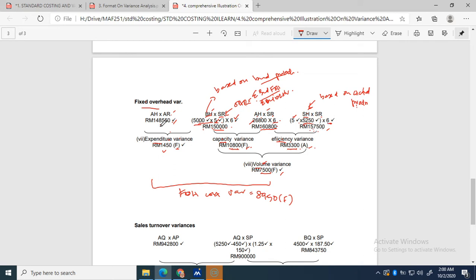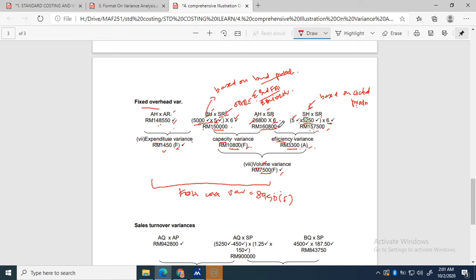If you want to check, you take the last column, 157,500, minus the first column, 148,550. So you get 8,950 favorable. Or if you want the total cost variance, you can total up expenditure plus capacity plus efficiency. You still get the same thing. Either expenditure plus volume, or expenditure plus capacity plus efficiency, you get the same amount, or you take the last column minus the first column.